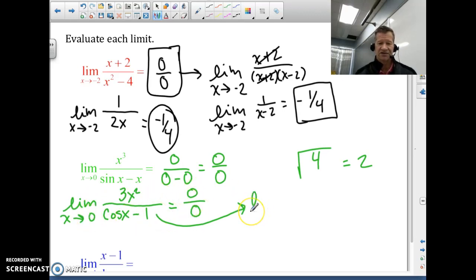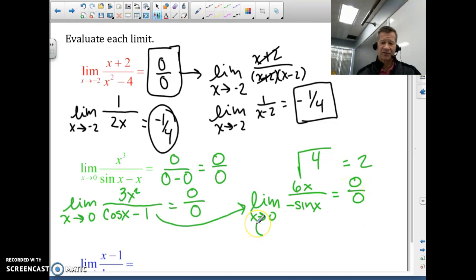Do it again. So now I've got the limit as x approaches 0 of the derivative of 3x squared, which is 6x, all over the derivative of cosine, which is negative sine x, and the derivative of negative 1 is 0. Again, I get 0 over 0. What the heck? Well, let's try one more time. So I take the limit as x approaches 0 again. As long as I keep getting 0 over 0, you can keep doing it.